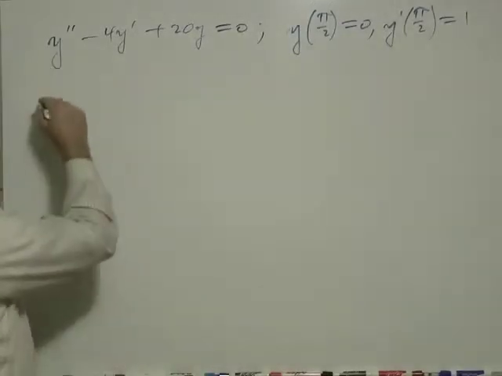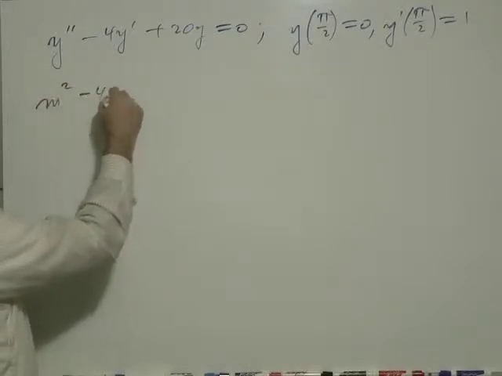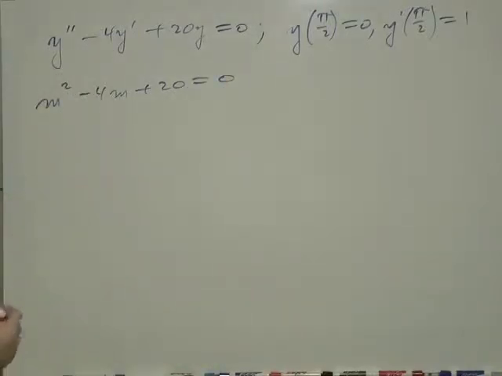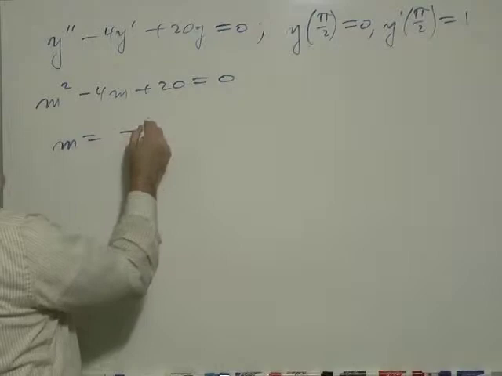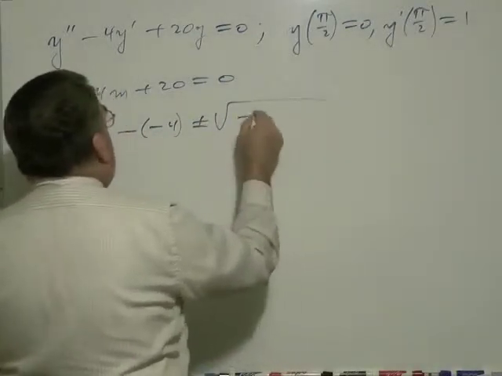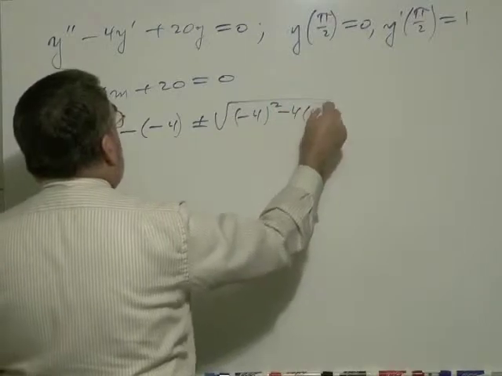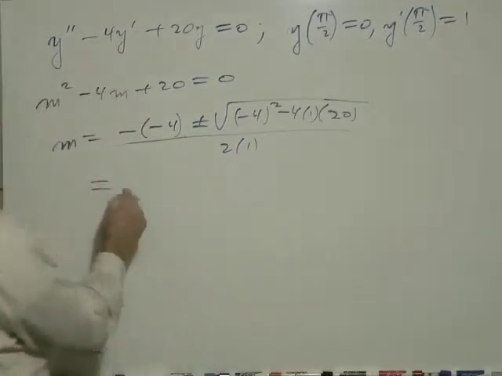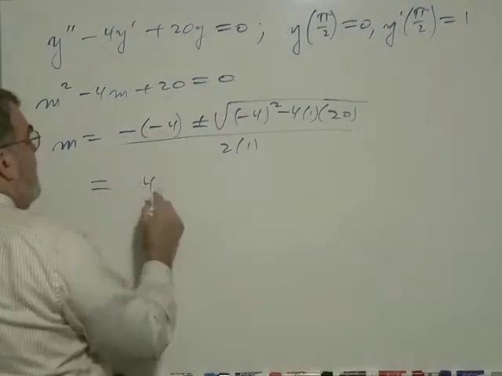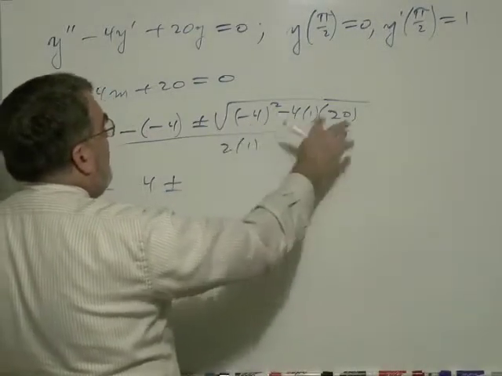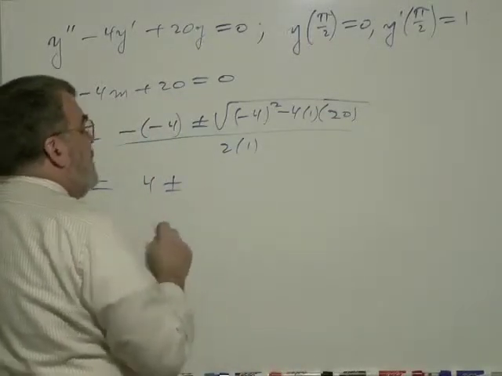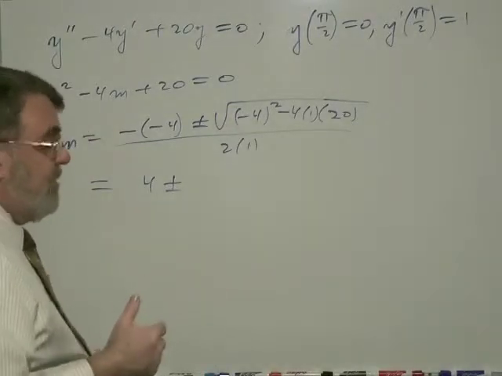Now our characteristic equation is going to be m squared minus 4m plus 20 equals 0. Solving that, I'm going to need the quadratic formula. So m is going to be minus b plus or minus the square root of b squared minus 4 times a times c, all divided by 2a. That gives us positive 4 plus or minus, this is going to be 16 plus 80, so that's 96. Square root of, no it isn't, I'm sorry. 16 minus 80 is negative 64.